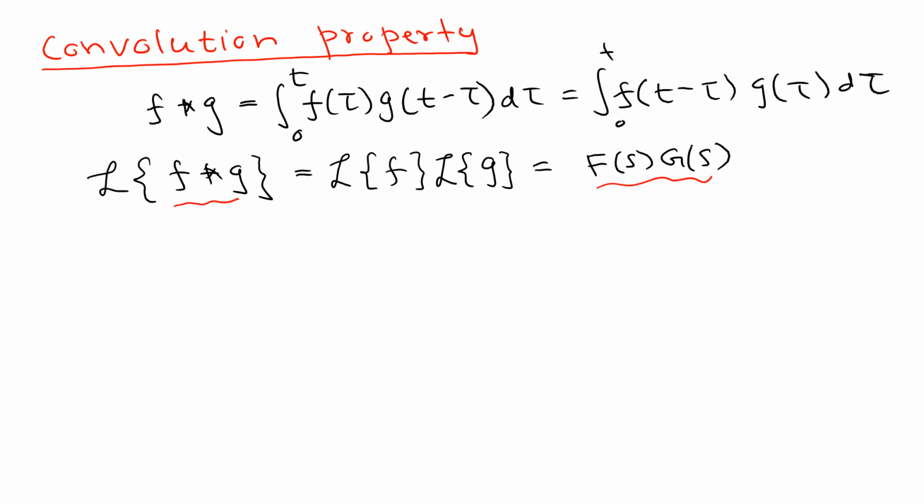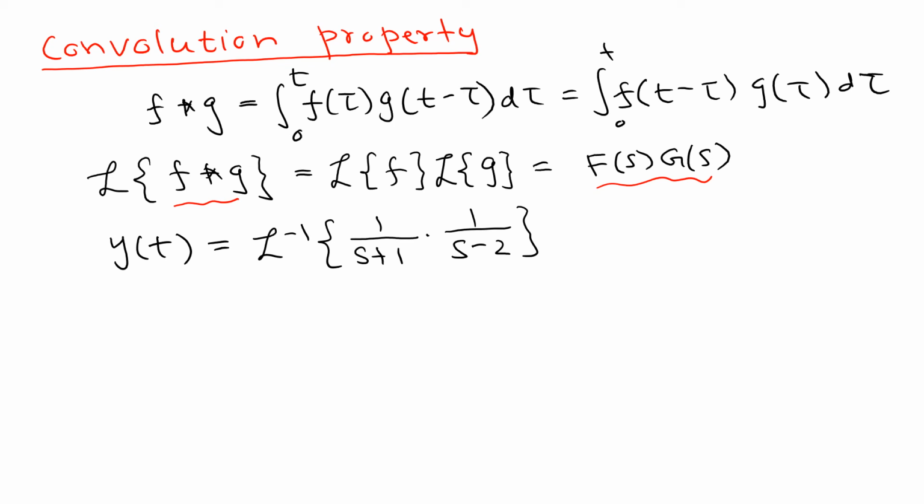That means we can write our solution now. So your y(t) is simply going to be the inverse Laplace transform of the product. We write 1 over (s plus 1)(s minus 2) as two separate ones, so we write it as 1 over (s plus 1) times 1 over (s minus 2). The reason is, you can see now, the first function is e to the negative t.